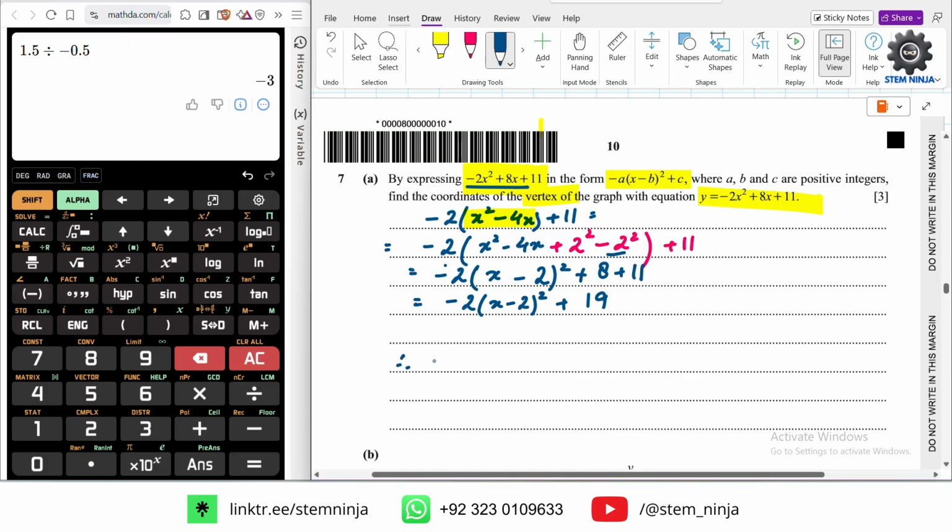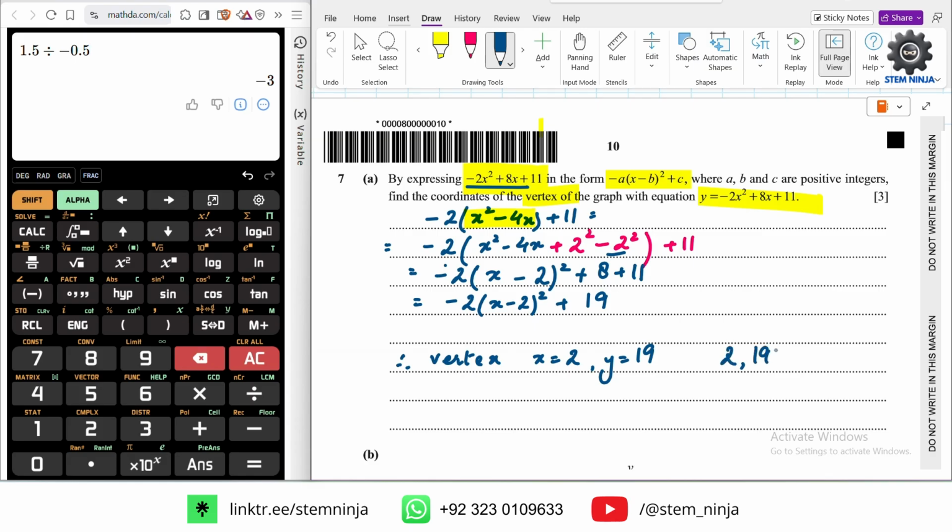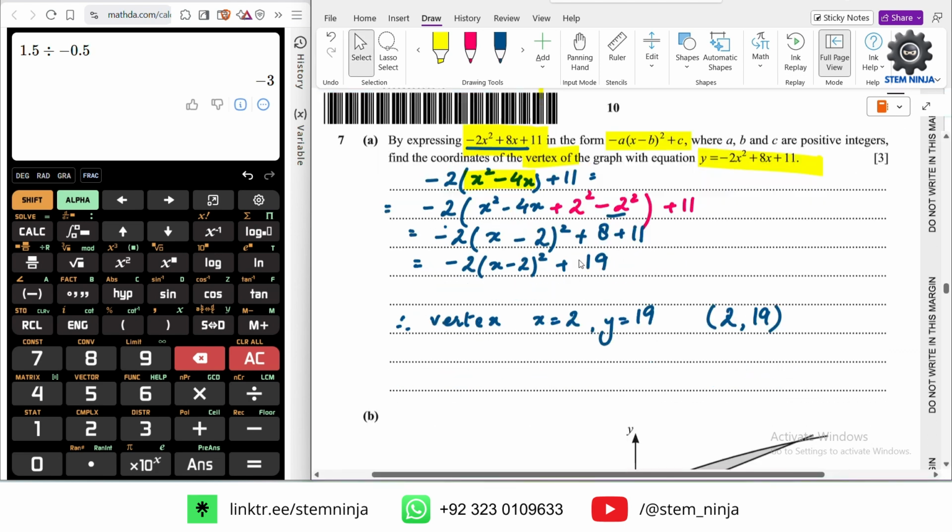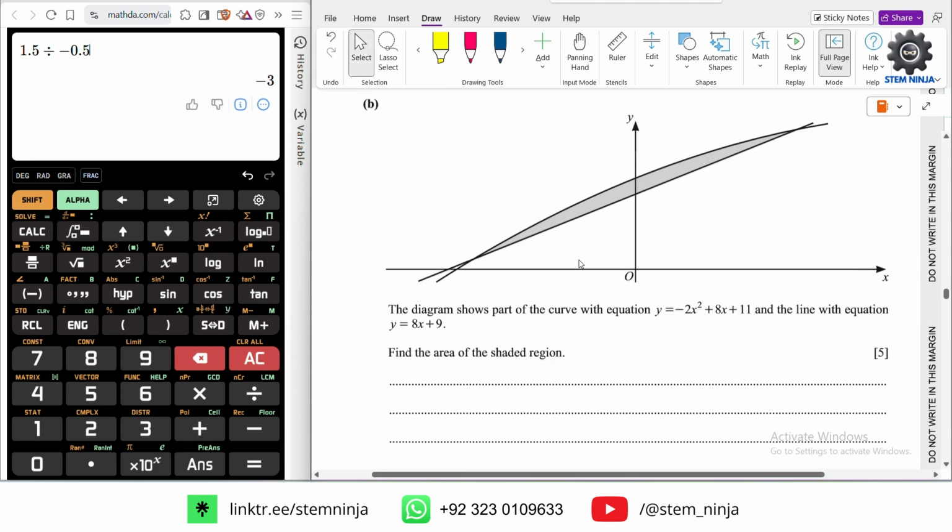So therefore the vertex would be x is equal to 2, y equals to 19. You can also write it as 2, 19. Okay. B part. The diagram shows part of the curve with the equation y is equal to minus 2x squared plus 8x plus 11, and the line with the equation y is equal to 8x plus 9. Find the area of the shaded region.